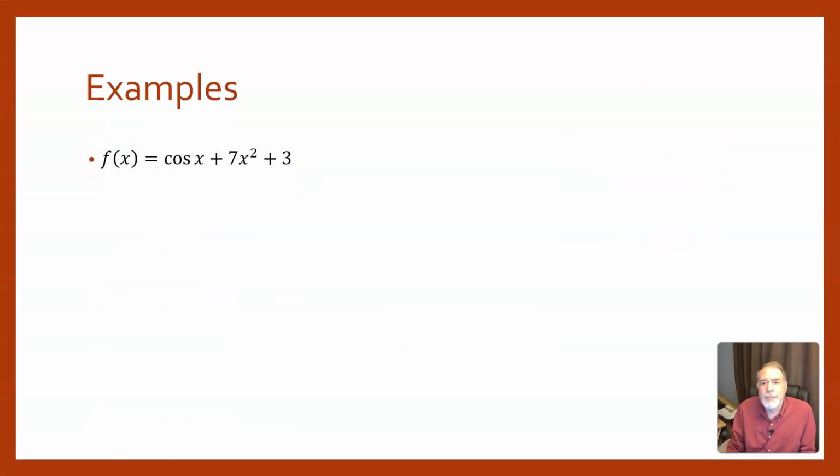So let's go ahead and look at a couple examples of these rules in action. What's the derivative of the function cosine x plus 7x squared plus 3? In other words, if that's f of x, what would f prime of x be? Well, we already have some basic derivative rules that say the derivative of something plus something else is the derivative of the first thing plus the derivative of the second thing. And we know that the derivative of a constant times a function is the constant times the derivative of the function. The derivative of x to a power is the power times x to the power minus 1. The derivative of a constant by itself is 0.